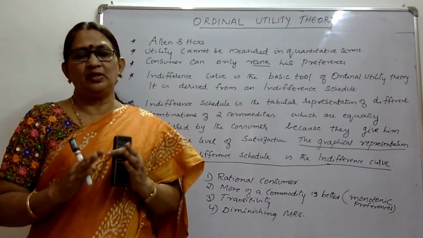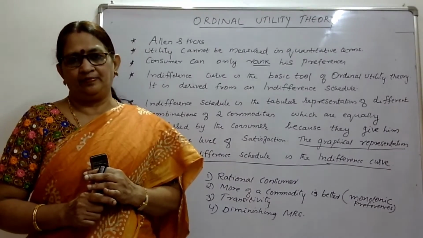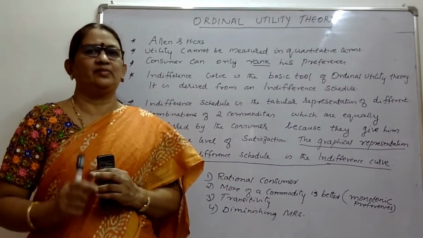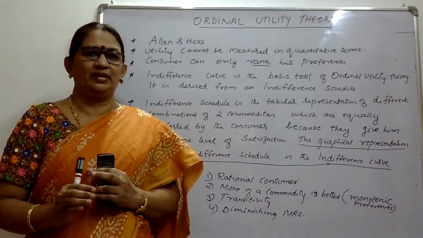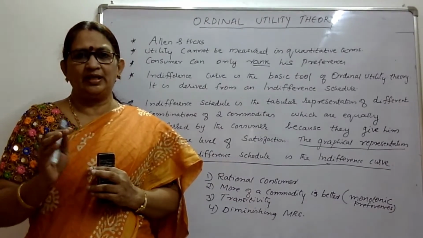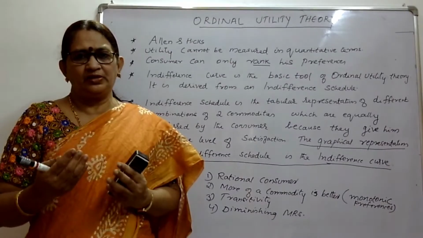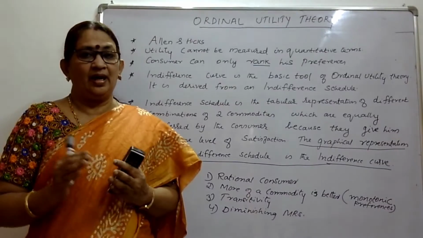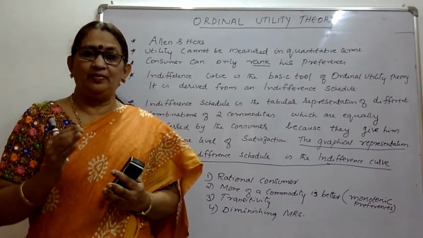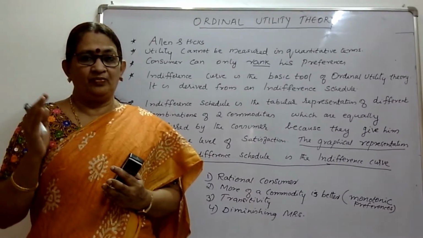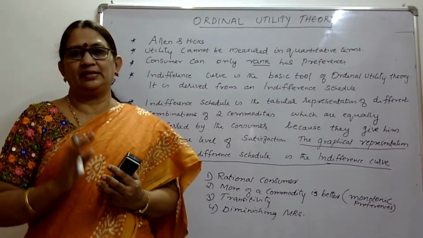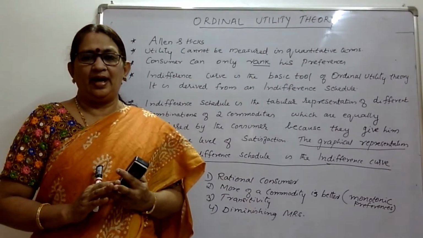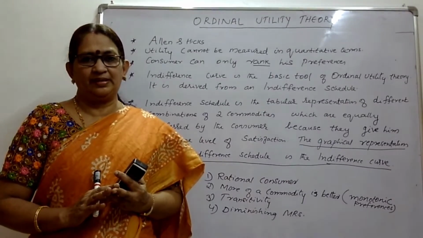What are the assumptions of this ordinal utility theory, which says that the consumer can rank his scale of preferences? The first assumption is that the consumer is rational. He wants to derive maximum satisfaction. For that, he will choose those bundles which give him the highest satisfaction, and accordingly he will rank the preferences.